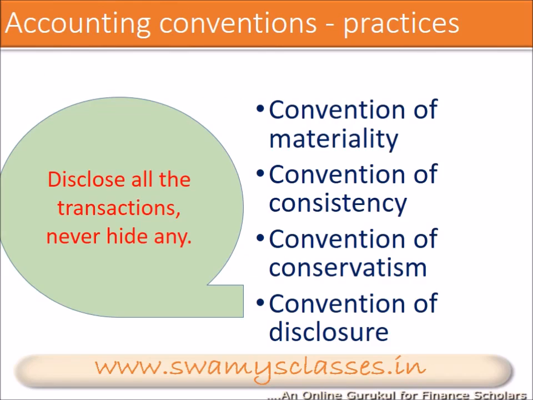Now the last one, the convention of disclosure. It says, disclose all the transactions, never hide any. Meaning, don't generate black economy. What is black economy? Unrecorded, unreported transactions are black economy. So this convention says, disclose all the transactions, never miss, never ignore, never hide any transactions. So these are all the conventions that we have with us, the practices being followed.